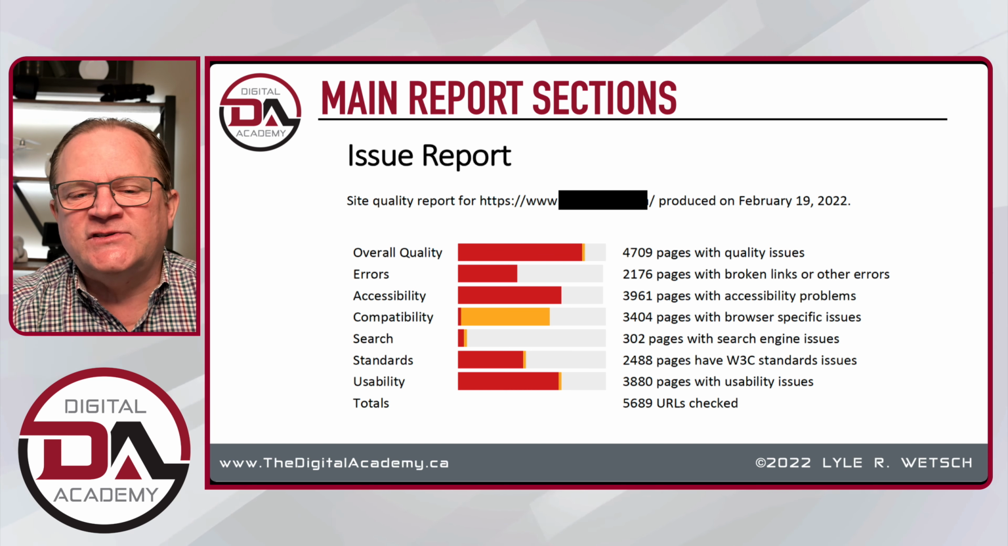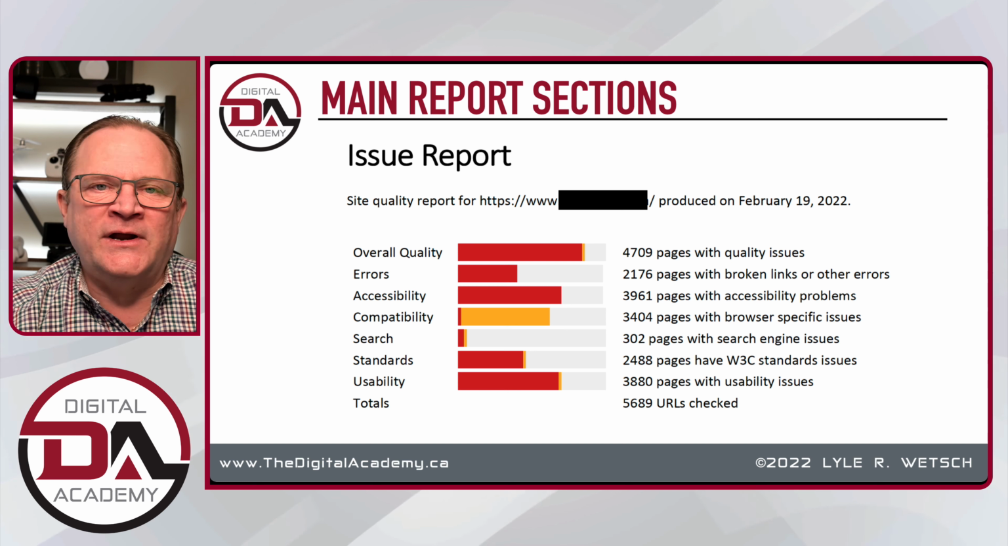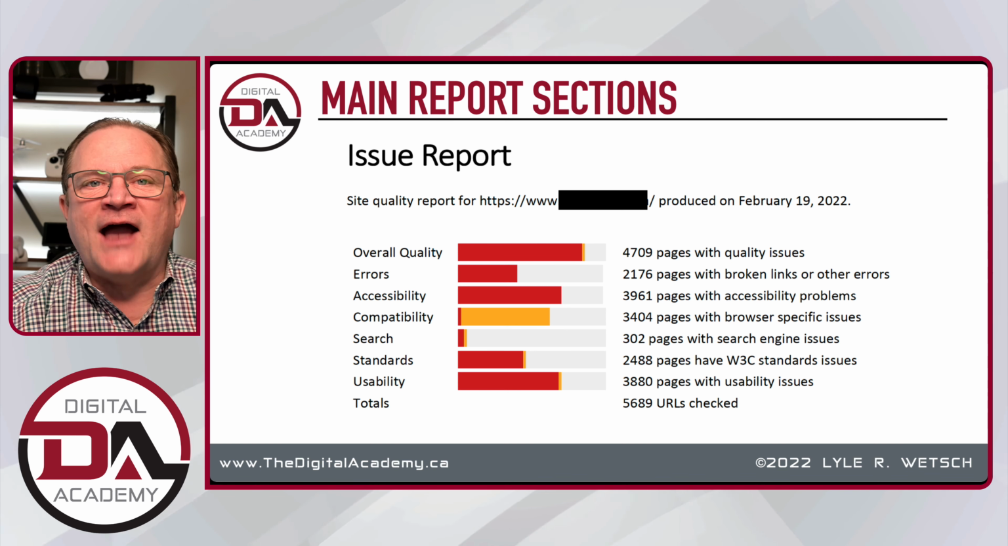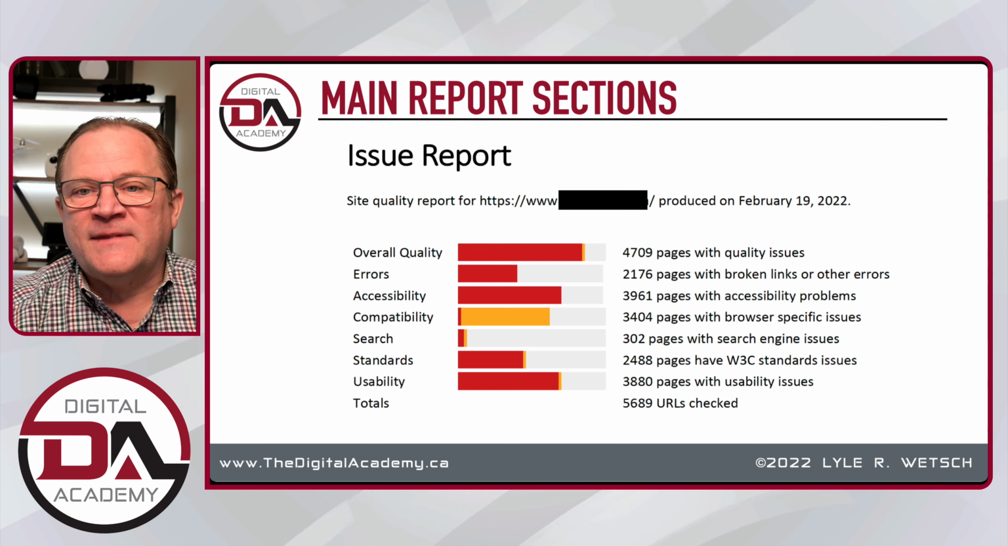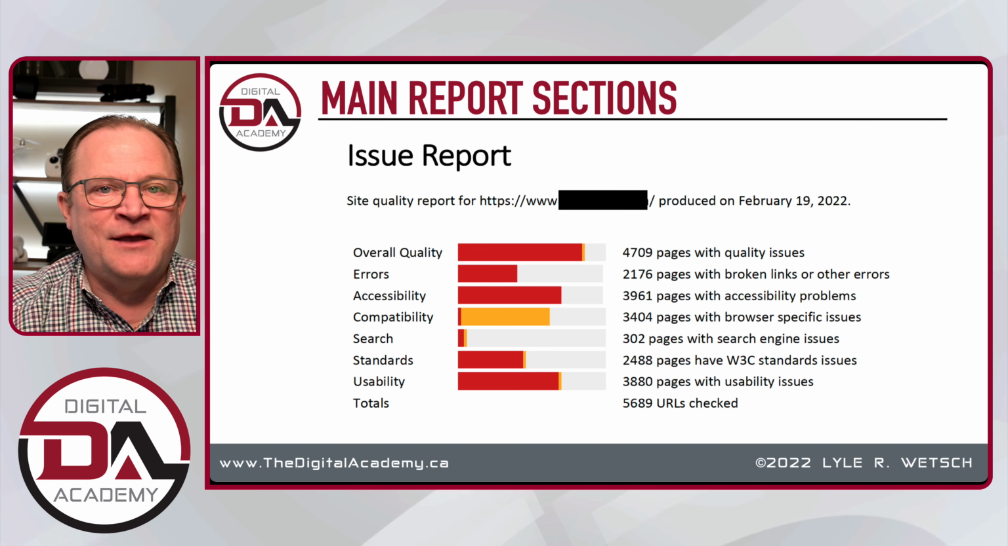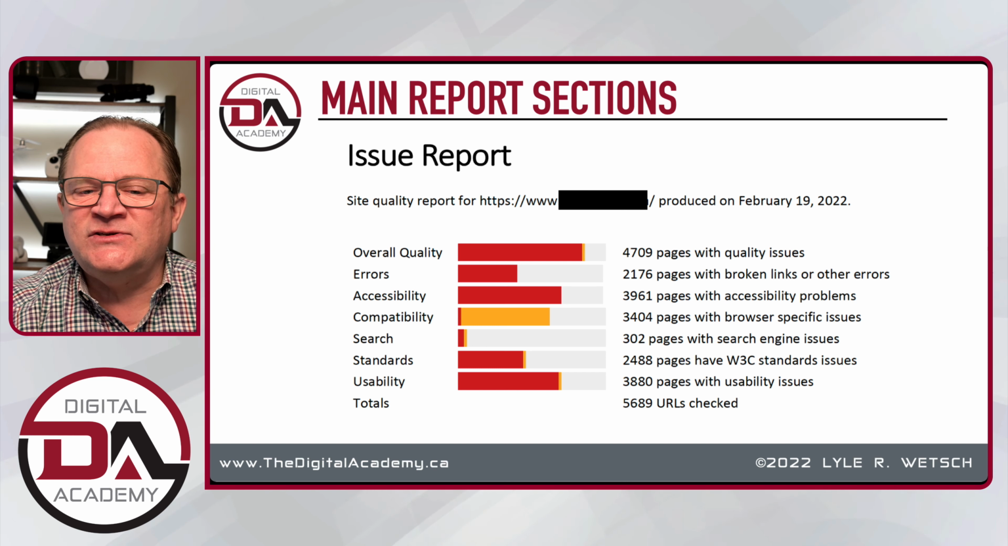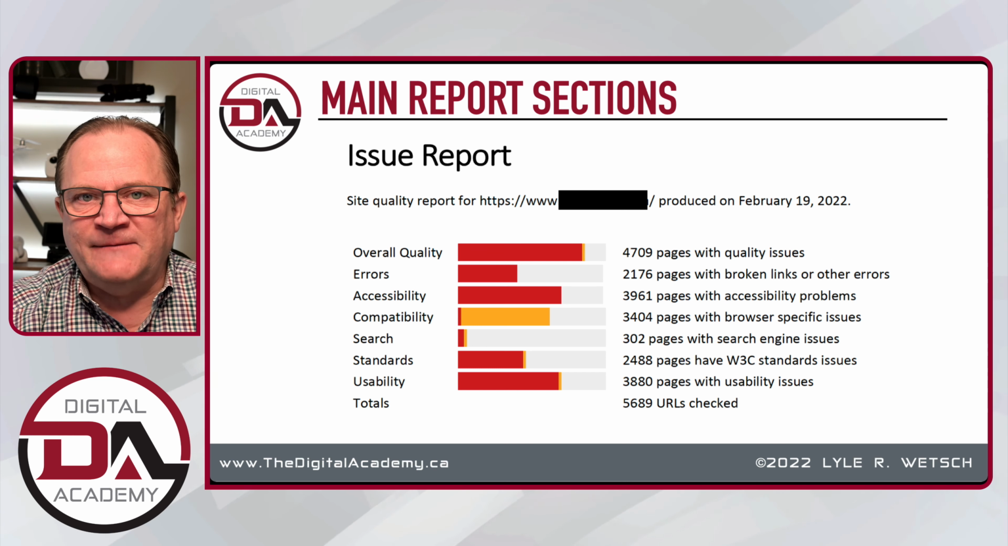Then what you see on this chart is the individual categories that we're going to take a look at in a few minutes in this presentation. The actual errors on your site, accessibility issues, compatibility issues, search issues, standards issues, and then usability.